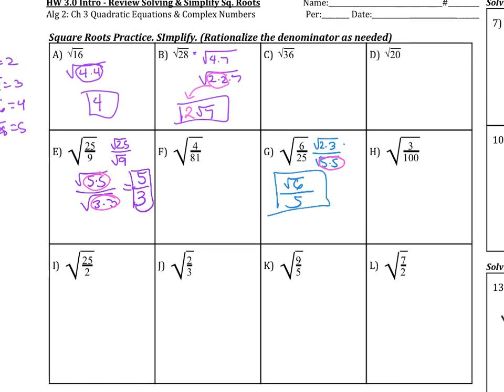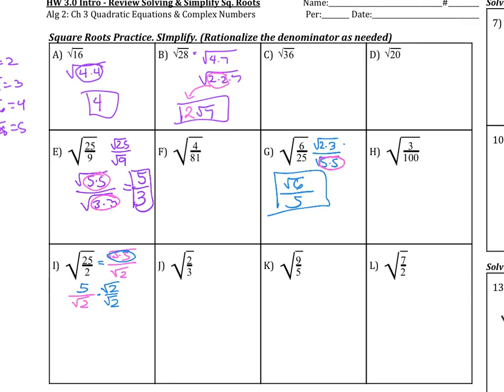Letter I. So let's try this one. Letter I, square root of 25 is 5 times 5, and then square root of 2. So square root of 5 times 5 here just comes out as a 5 over square root of 2. Now, if you remember, we have to rationalize the denominator. So we're not allowed to have radicals in the denominator. So to rationalize the denominator, we're going to multiply by square root of 2 over square root of 2.